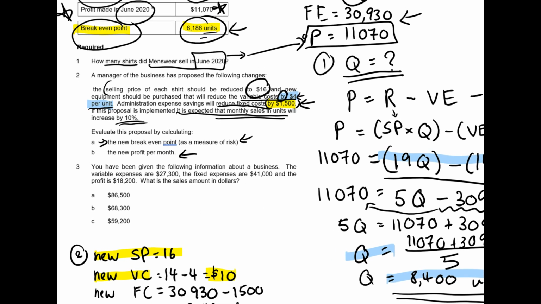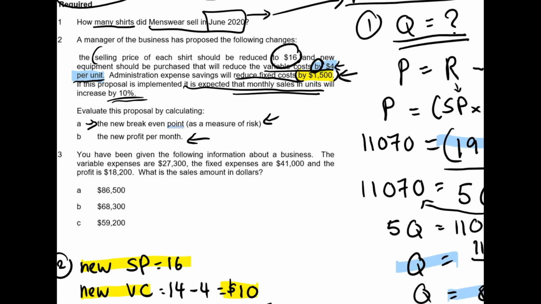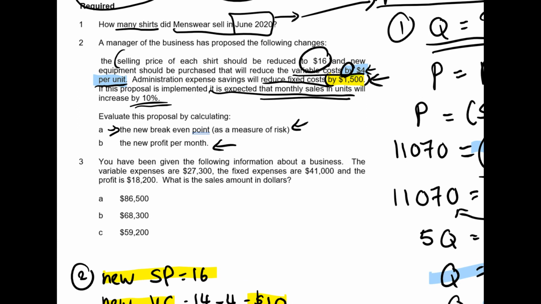Okay, so for question number 3, it's much easier. It's nothing to do with question number 1 and 2. So question number 3 is a separate question. If you have been given this information, the variable expense is 27,000, fixed expense is 41,000, profit is 18,200. So how much is the sales in dollars?